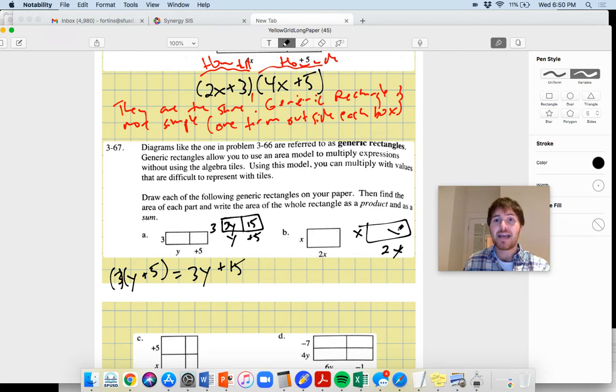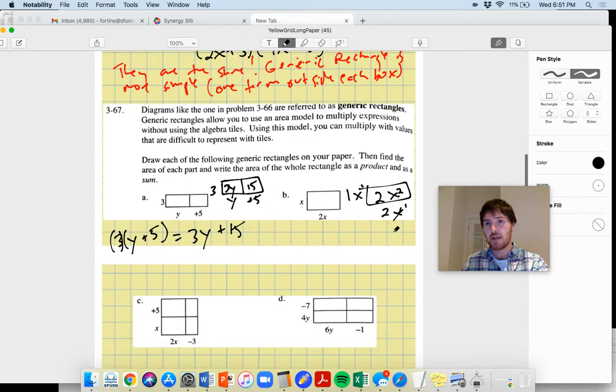X times x is x squared. 2 times 1 is 2. Okay, so remember the rule is numbers multiply to numbers. Variables multiply to variables. And you've got to use your laws of exponents, right? This is x to the first power times x to the first power, right? If you don't see an exponent there, it means x to the first power. Add the exponents, boom, x squared.